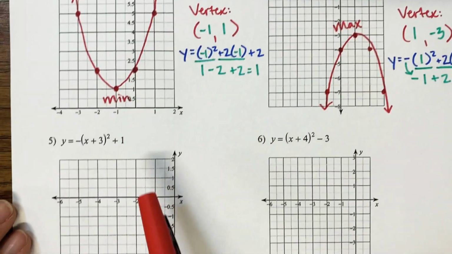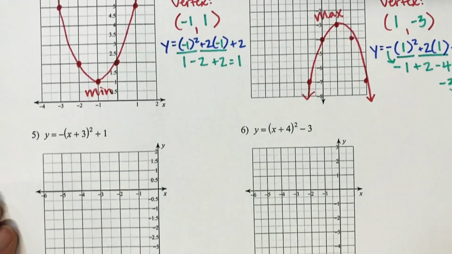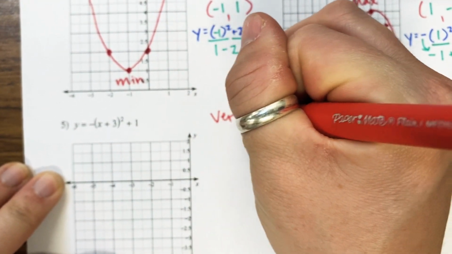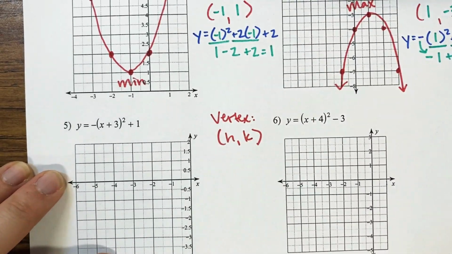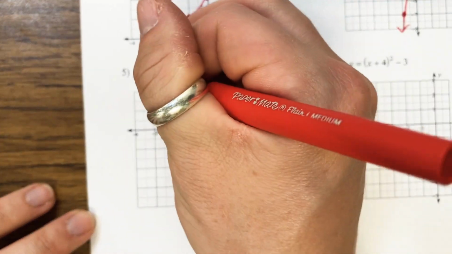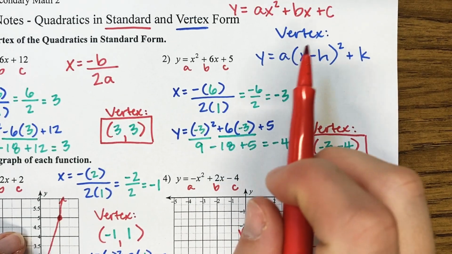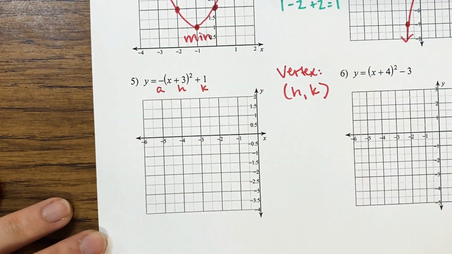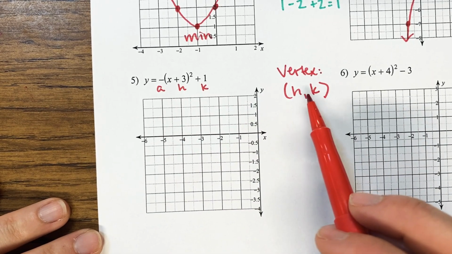Well, vertex form is a lot nicer because remember, it tells us our vertex. Okay, remember in vertex form, our vertex is h, comma, k. Okay, so if we look at number 5, we see that a is on the outside, h is on the inside, right? And k is on the outside of my parentheses. Okay, so we can very easily identify our vertex because our vertex is just h, comma, k.